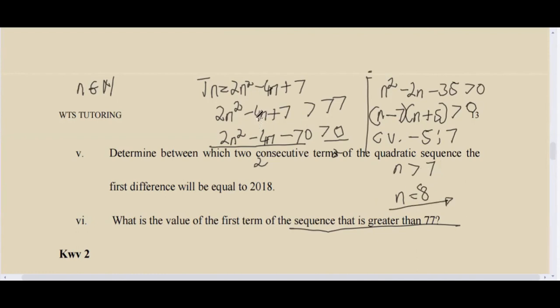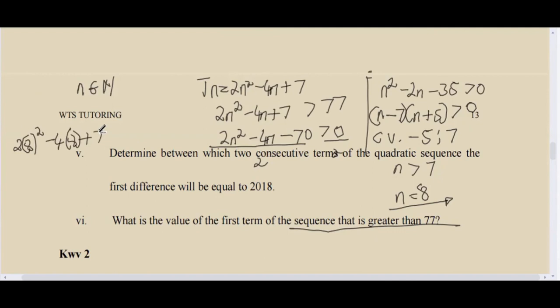So you can even prove it here. Let's substitute 8 here and see if we really are going to get a value that is greater than 77. So if we say 2, and then in the place of n, we put the 8, we say 8 squared minus 4 times 8, and then plus 7, right?